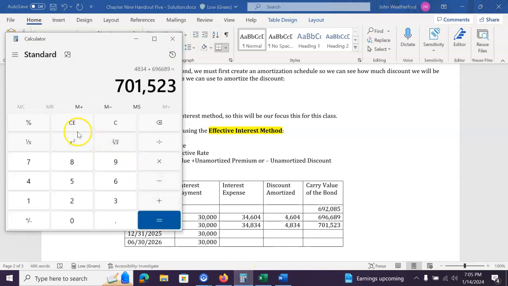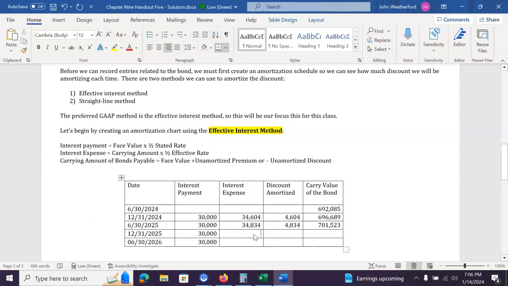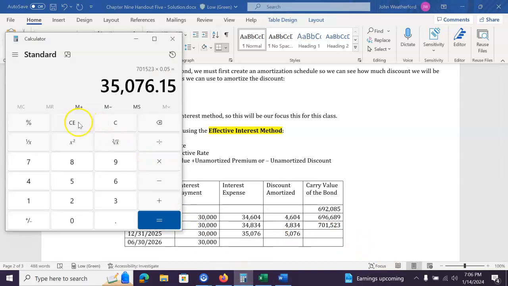That's our new carrying value at 6/30/25. Okay, then we'll multiply that times half the market or effective rate again. I shouldn't have cleared that, but 701,523 times 5%, 35,076, is interest expense. So that's 5,076 for the amortization of the discount. Now that'll be added to the 701,523 to get your new carrying amount.